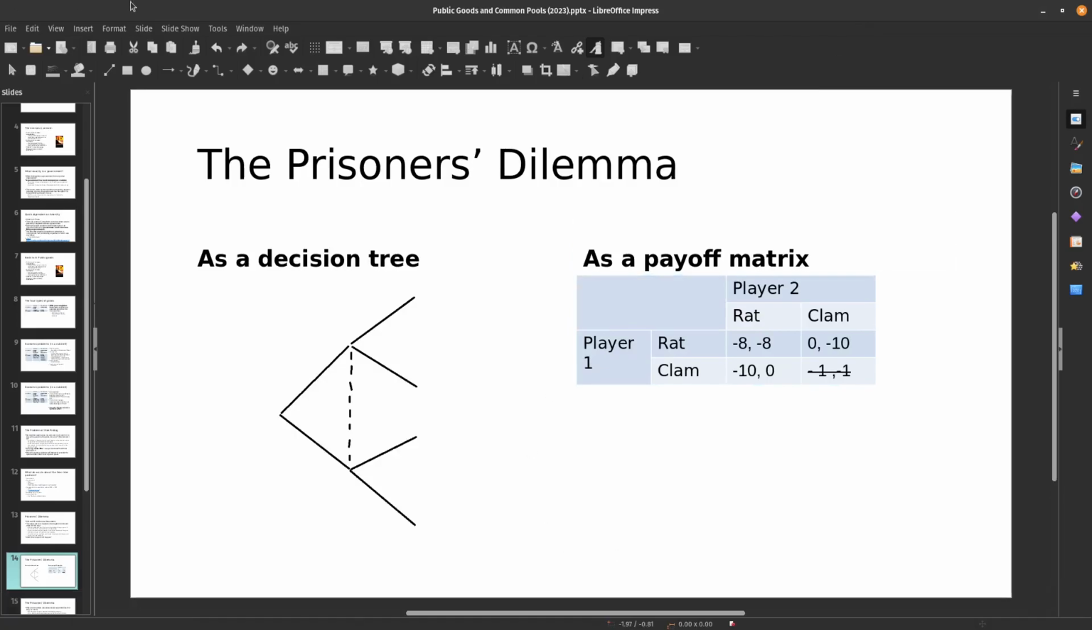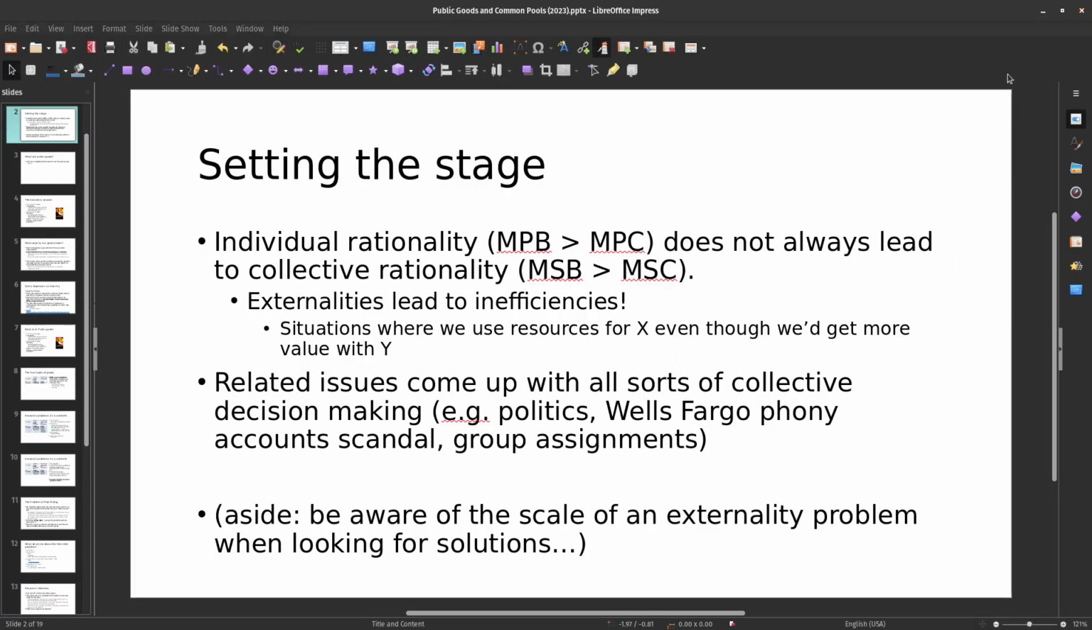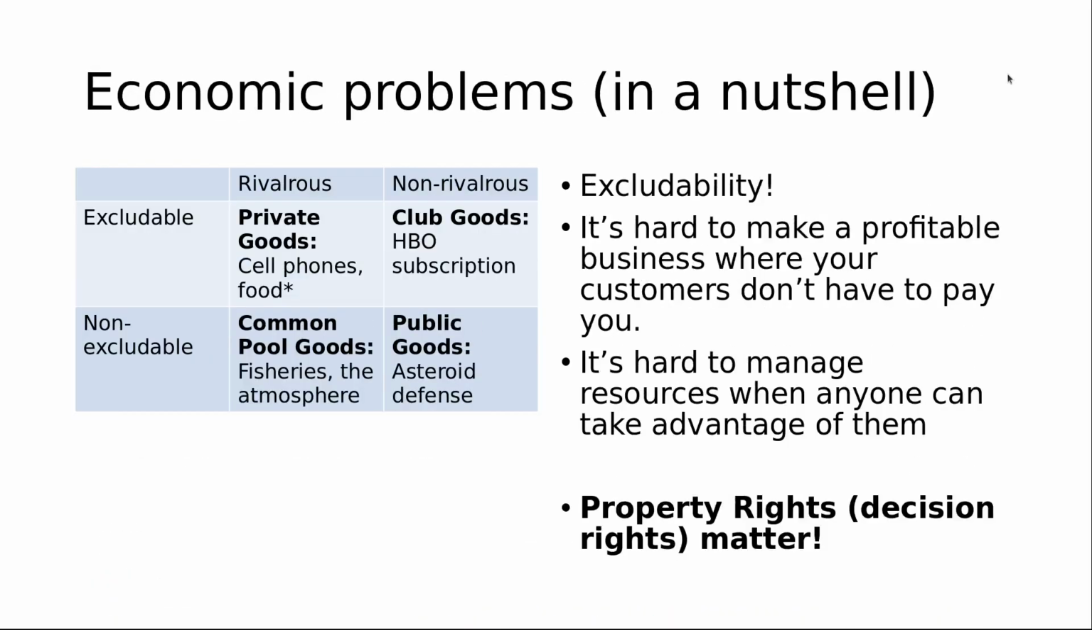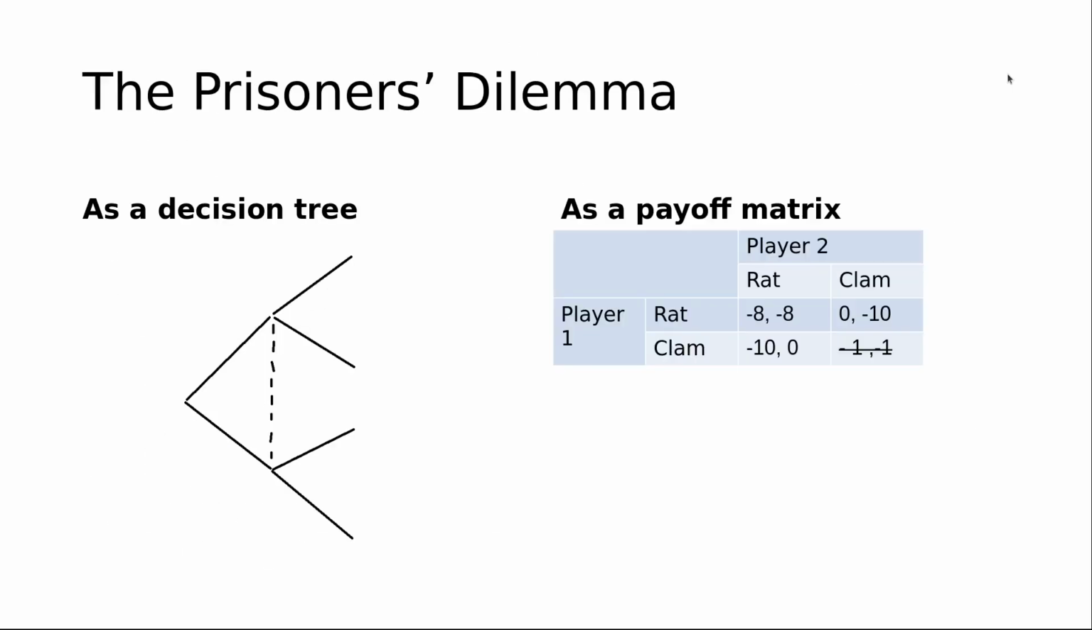Can I get this? All right, I have messed this up a little bit. There we go. All right, so this should say -1, -1.